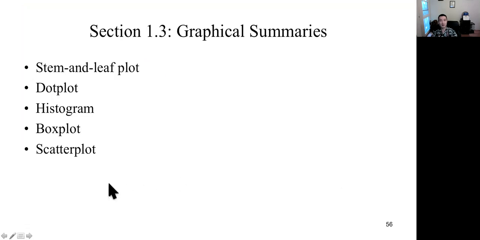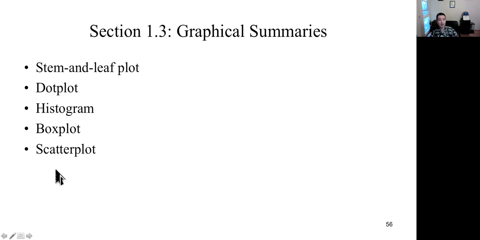Okay, so this is section 1.2. In the next session, we're going to show how to draw different types of graphical summaries, from stem and leaf and dot plots, which are not used very often actually, to histogram, box plot, and scatter plot. Among these, the histogram and the scatter plot are used very often.